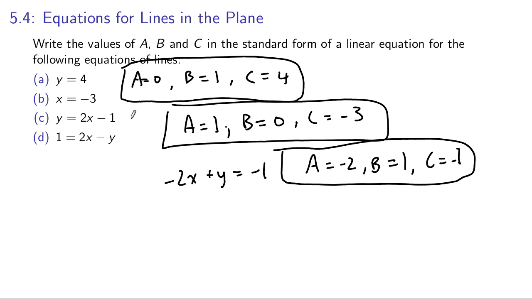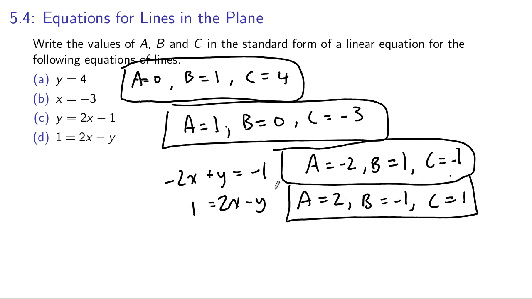Now if you had rearranged it differently, you would end up with a different A, B, and C, which is still a right answer. For instance, for part C, if you'd moved y over and had 2x minus y, and moved minus 1 over, is 1, and you'd written down A is 2, B is minus 1, and C is 1, that forms an equivalent equation to the one in standard form, because this is just negative 1 times all those coefficients. Part D, we have A is 2, B is minus 1, and C is 1.